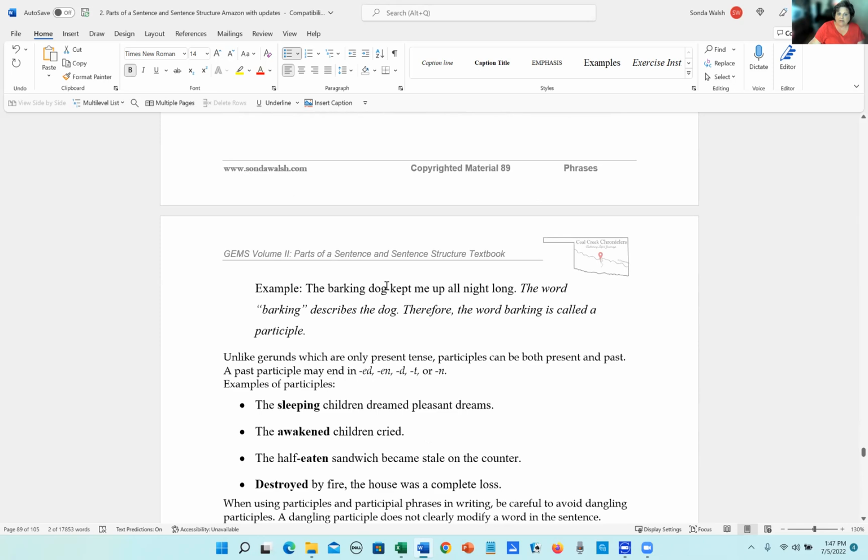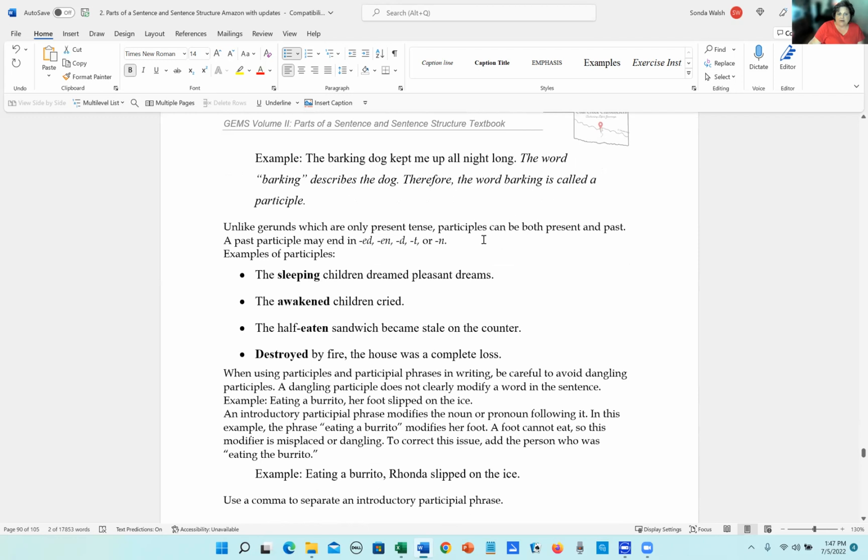And then a participle is a verb form that is used as an adjective. For example, "The barking dog kept me up all night." Barking is a verb, but here it's modifying the dog. It's telling which dog. And that's why we call it a participle. Unlike gerunds, which are only in present tense, participles can be both present and past, and they can end in -ed, -en, -d, -t, -n, or -ing. "The sleeping children dream pleasant dreams." Sleeping modifies the children. "The awakened children cried." Awakened modifies children. Half-eaten modifies sandwich, and destroyed by fire modifies the house.